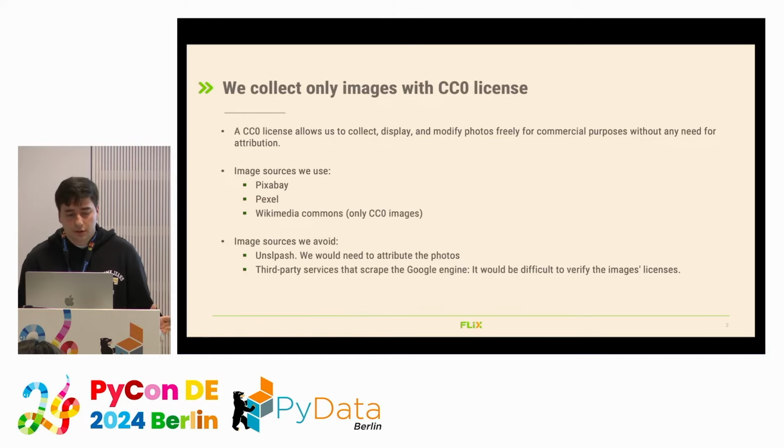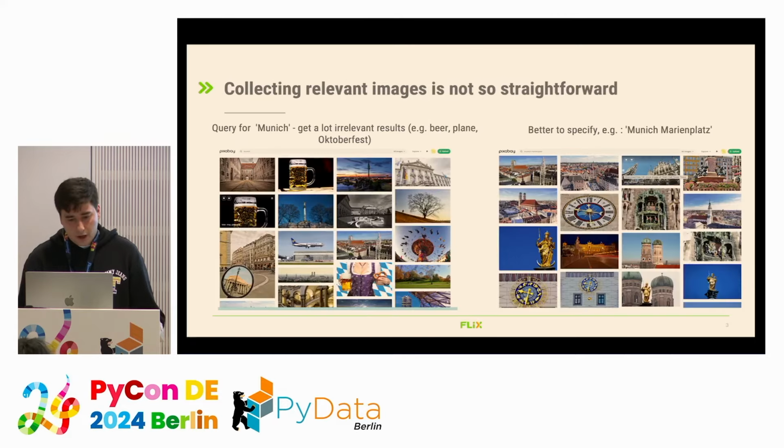Of course, we do all this via API, which these services have. And we avoid Unsplash, probably the most popular image stock right now, because otherwise we would need to attribute the photos. Also, there are third-party services that can scrape Google and give you photos from Google Images, but again, we avoid it because it's tricky in terms of license.